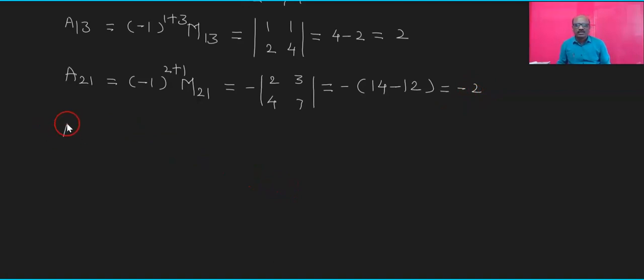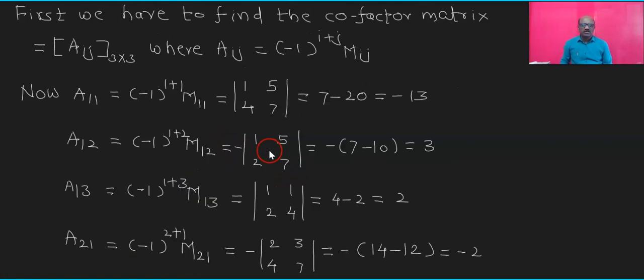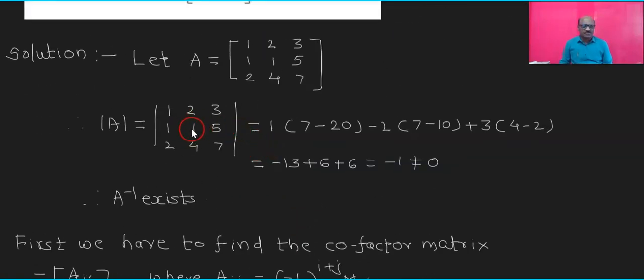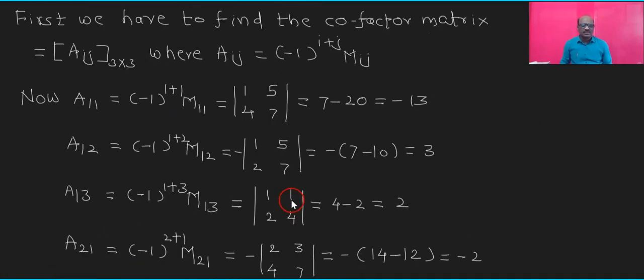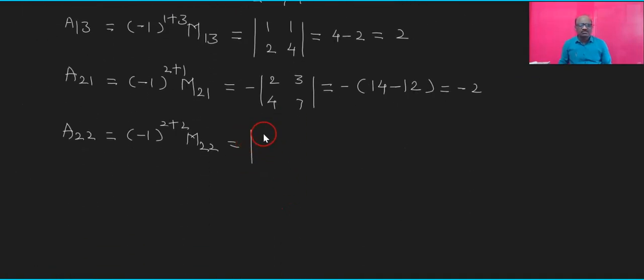Okay, A21 is minus 2. Next is A22, which is minus 1 raised to 2 plus 2, and here is M22. Now see this here, this is a 1. Delete the corresponding element in the column and the row. Therefore, the elements are 1, 3, 2, 7. Now their multiplication, 7 minus 6, that is equal to 1.